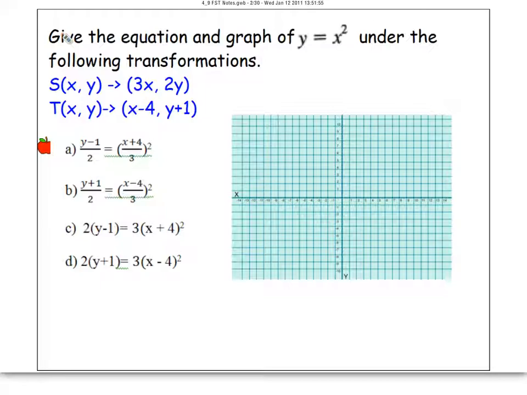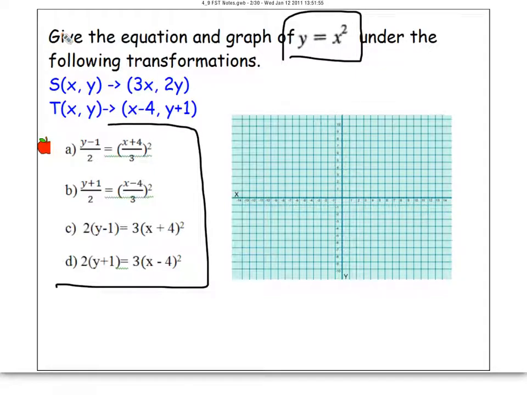So let's look at another parent function of just a parabola. And we're not going to graph this one, but I want you to see if you can figure out which of these 4 equations is the correct equation if we do this to the graph. We want to stretch it 3 times horizontally and 2 times vertically. We then want to shift it left 4 and up 1.